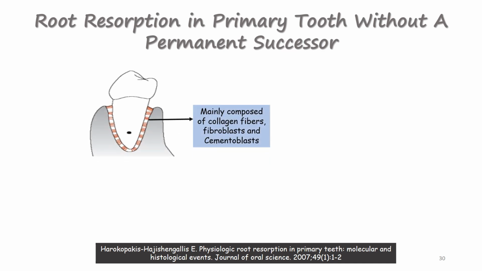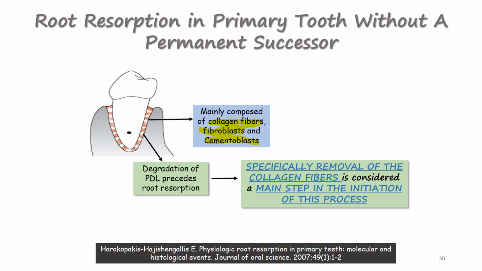Ordinarily, the root, as earlier mentioned, is protected by a predental layer against the resorption. The predental layer is mainly composed of collagen fibers, fibroblasts, and cementoblasts. The degradation of the predental layer precedes the root resorption, and specifically, removal of collagen fibers of the predental layer is considered a main step in the initiation process of the resorption.